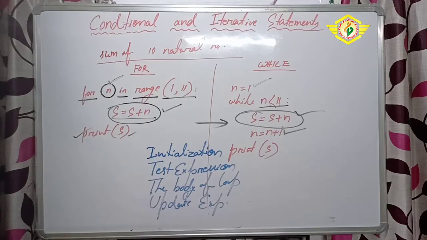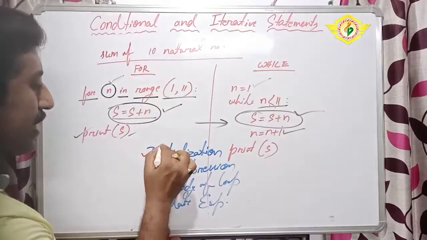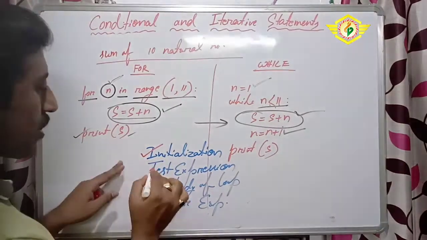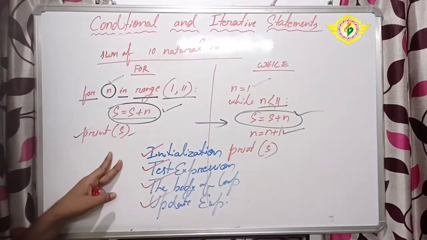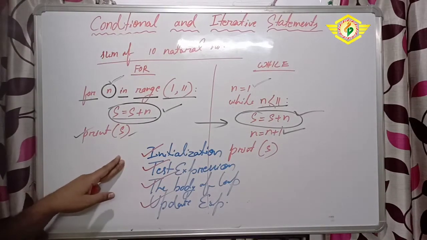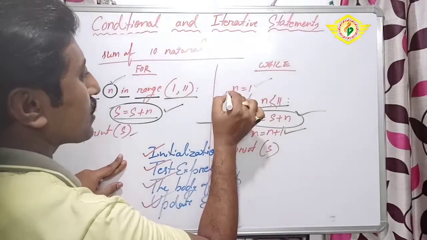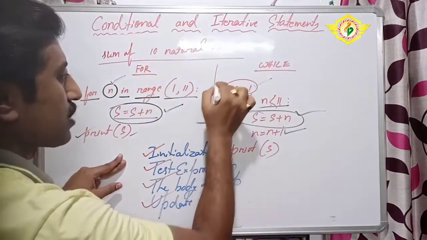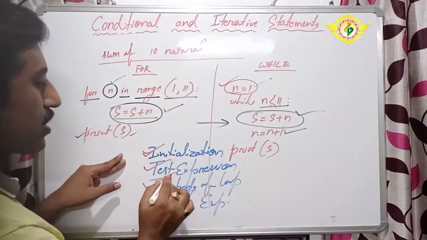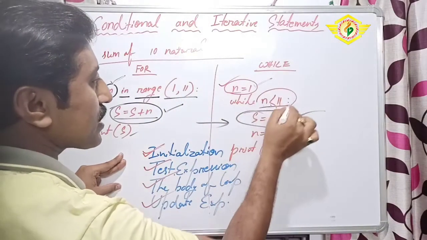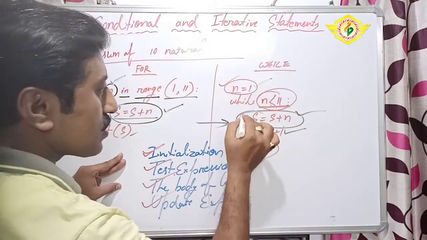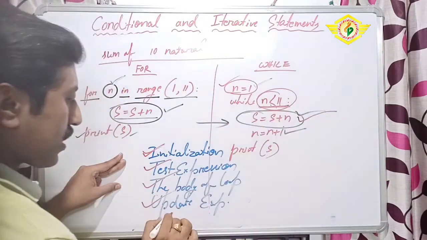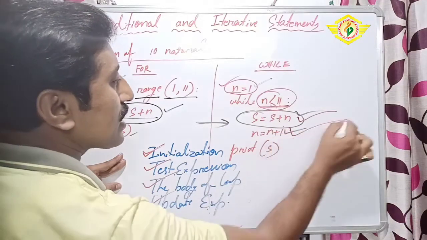So now we'll discuss the elements of the loop. The first one is the initialization, the second one is the test expression, the third one is the body of the loop, and the fourth one is the update expression. I'm telling you one by one what these are. Initialization means the first value we are initializing, that's why it is known as initialization. Test expression means we are testing a value here. Next is the body of the loop, this part is known as the body of the loop. And update expression means increment or decrement.